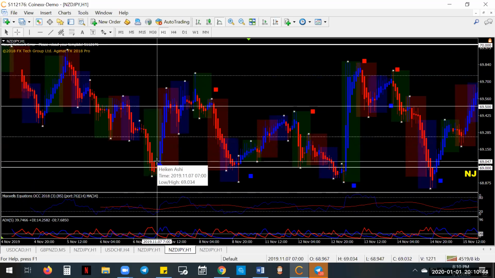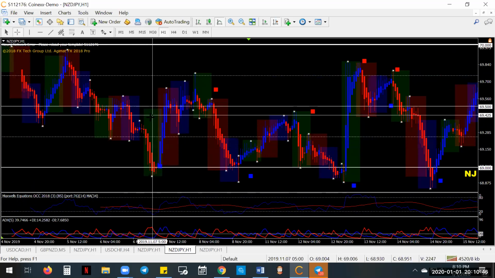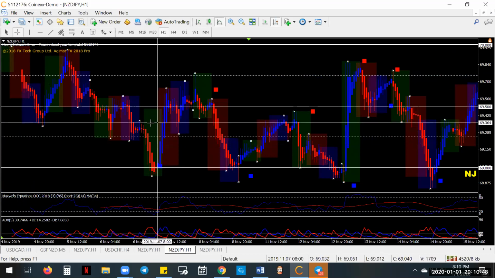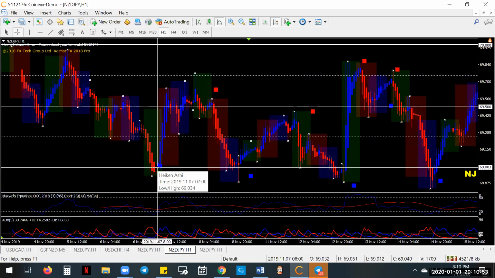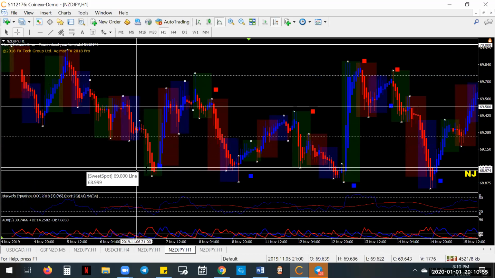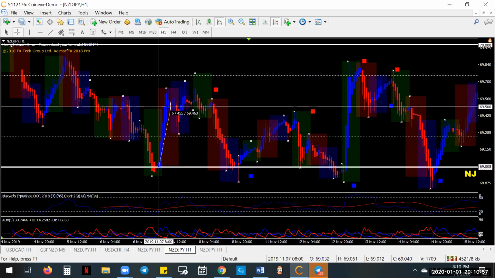Okay, so this is again, I want you to remember, the green box is the Asian session. Okay. Now notice the price fell to this line. It fell to this line and it pushed up.